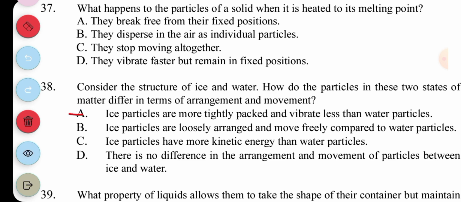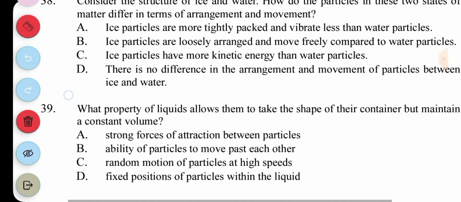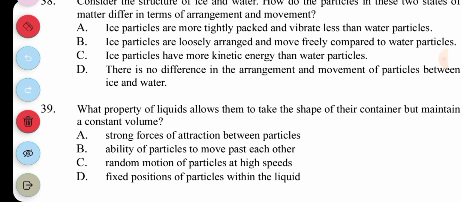Ice particles are more tightly packed and vibrate less than water particles. 39. What property of liquids allows them to take the shape of their container but maintain a constant volume? A. Strong forces of attraction between particles. B. Ability of particles to move past each other. C. Random motion of particles at high speeds. D. Fixed positions of particles within the liquid. And the answer to question 39 is B. Ability of particles to move past each other.